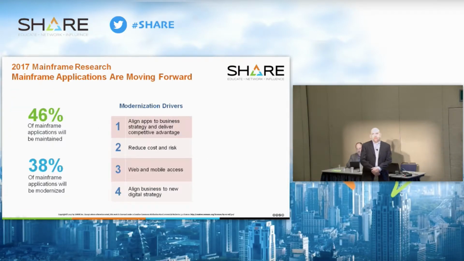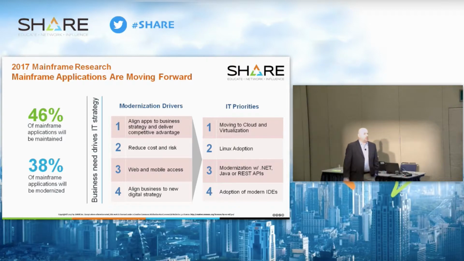And so one of the things that we've been doing is looking at the mainframe and some of the research. And we're seeing that a lot of folks out there are continuing to maintain their applications. They're modernizing the applications. And this is all being driven by really looking at the business strategy, aligning their applications to it. Then they start to look at how to reduce costs and risk. How do we get web and mobile access to employees that maybe are not working in a traditional office setting and need to have access on the fly? How can we align our strategy and go forward?